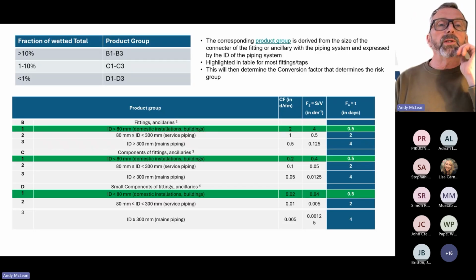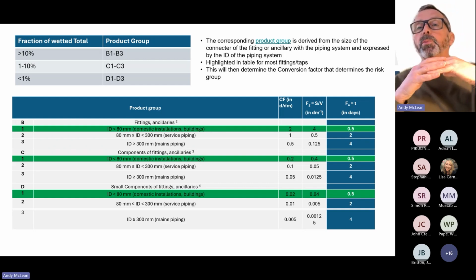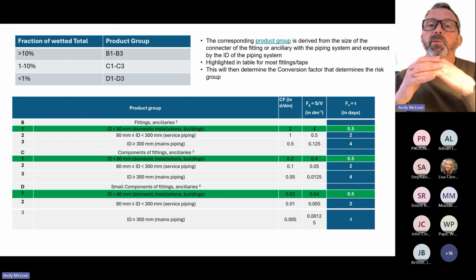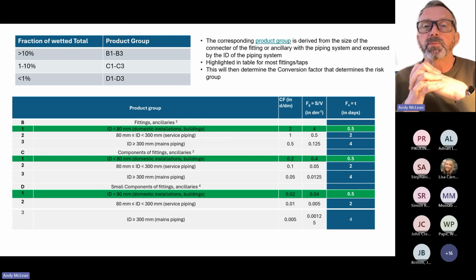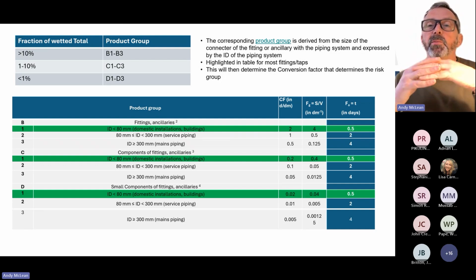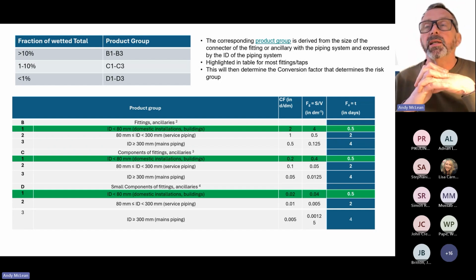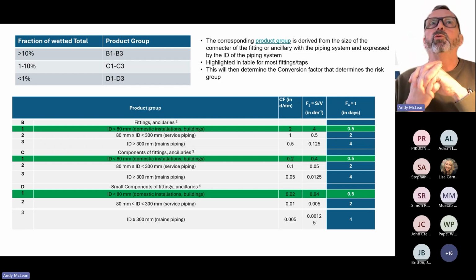So when you look, the corresponding product group is derived from the size of the connector of the fitting or ancillary with the pipe system and expressed by the ID of the piping system. So basically the bore of the water pathway is what groups these products. So if you've got a wetted area or the wetted total is greater than 10%, it'll fit into B1 to B3.